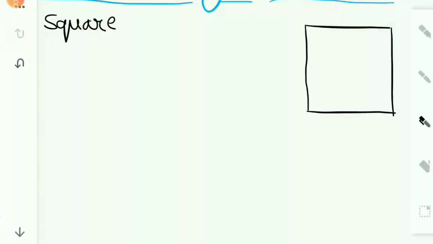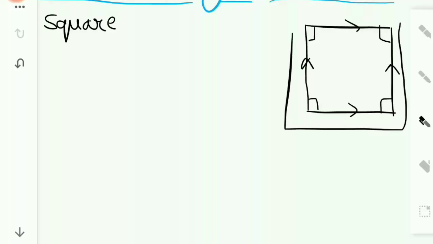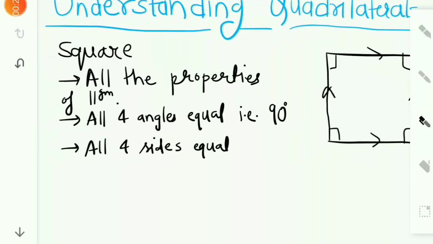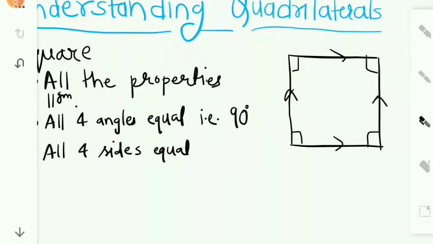The next parallelogram is a square. So a square has opposite sides parallel, all angles equal, and that is equal to 90 degrees, and also it has all four sides equal. That is, all four angles are equal to 90 degrees. Next is all four sides are equal: 1, 2, 3, 4. All four sides are equal.